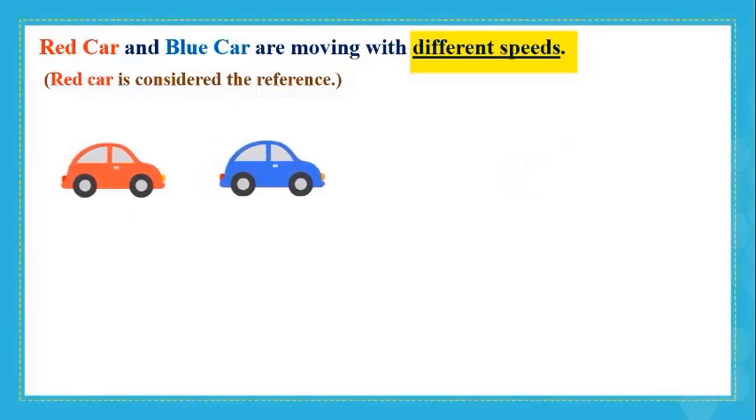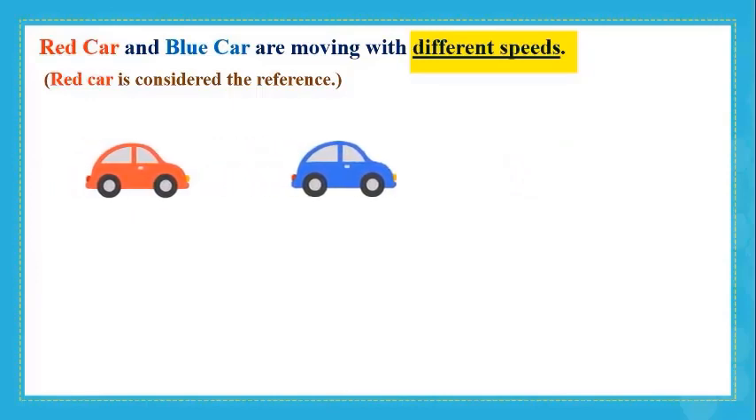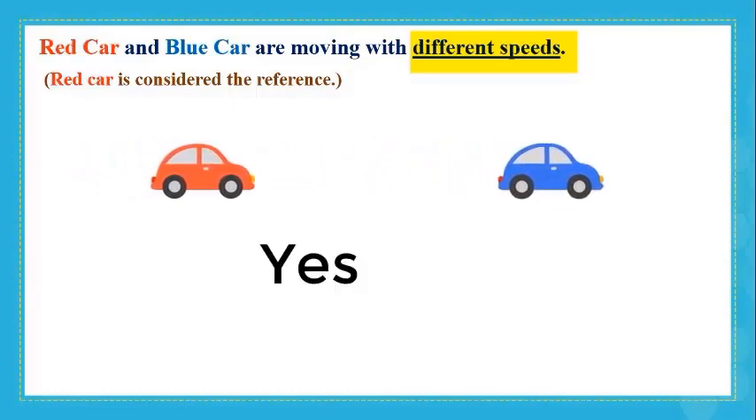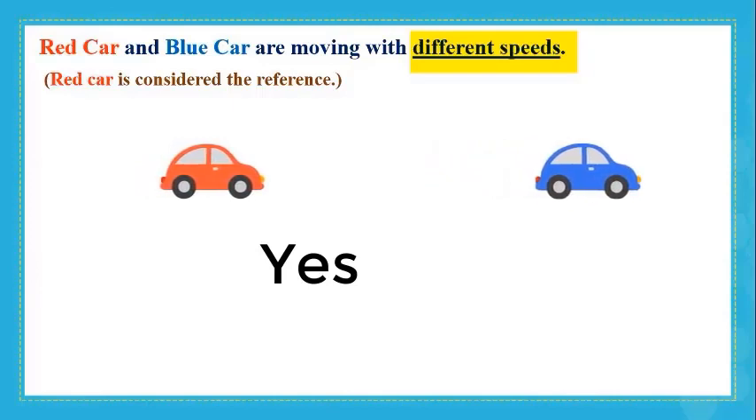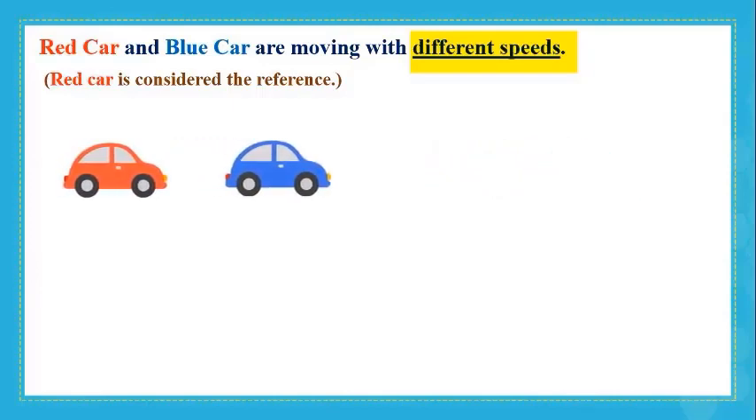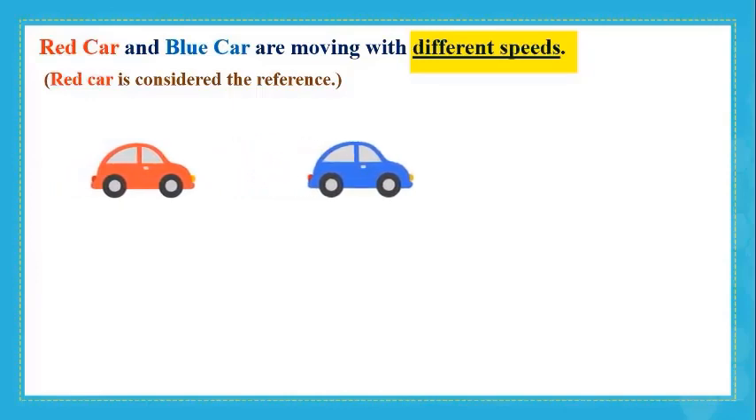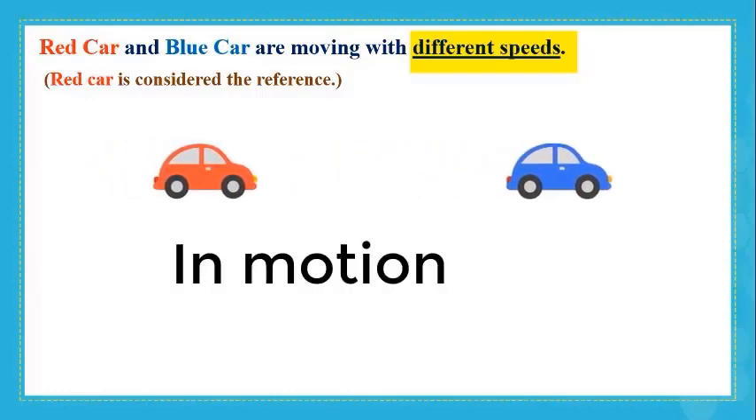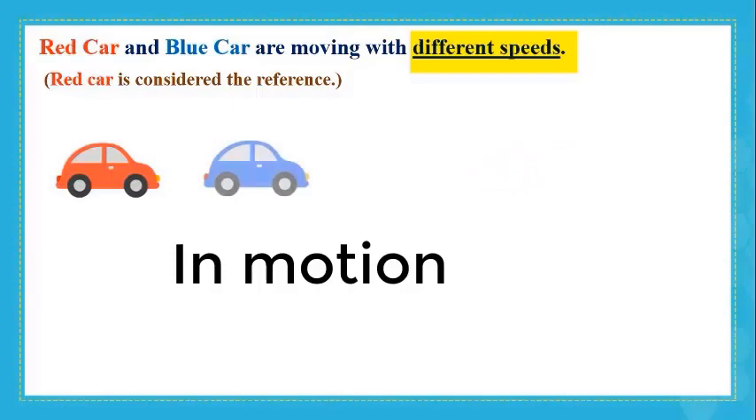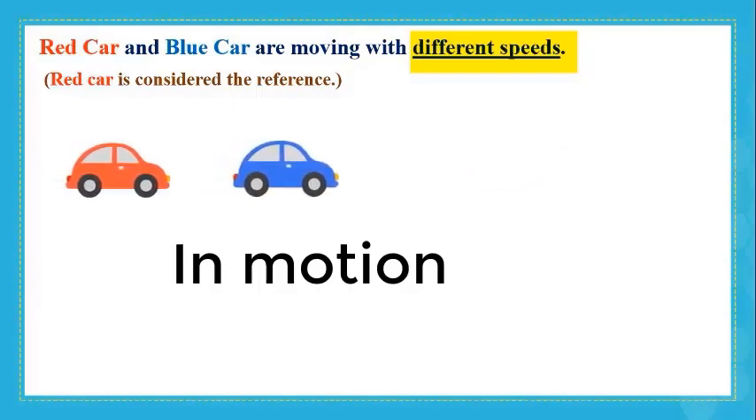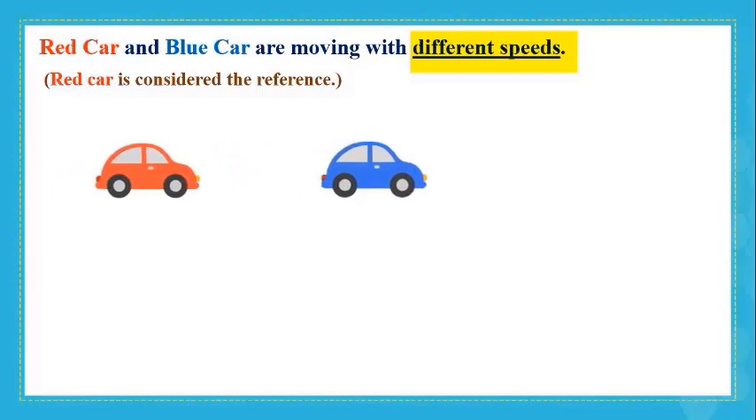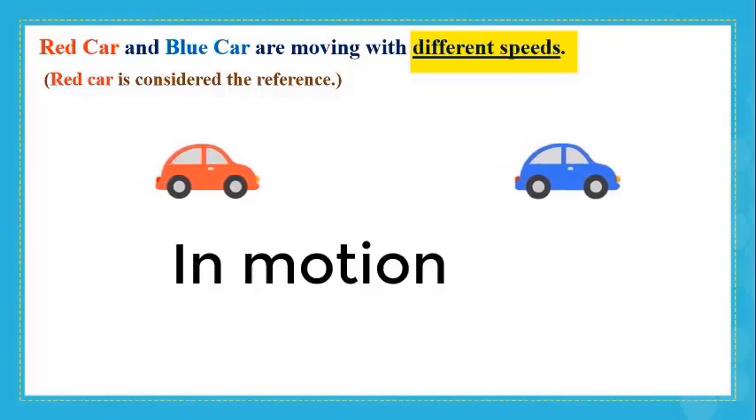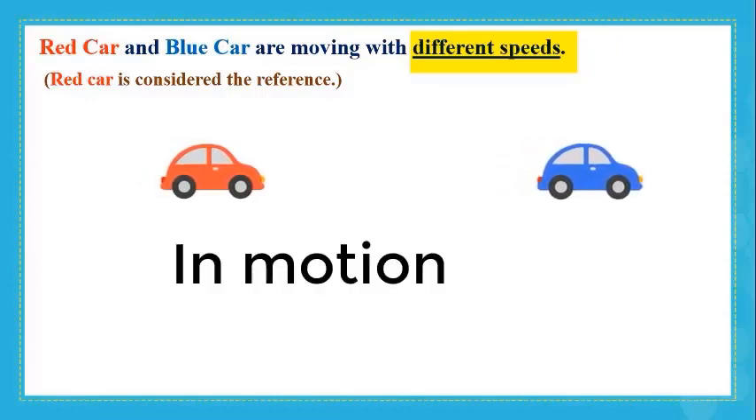Is the position of the blue car changing relative to the red car? Yes, it's changing as it's getting away from the red car. Is the blue car at rest or in motion relative to the red car? In motion, since the distance and the position of the blue car are changing relative to the red car. So, two objects moving with different speeds are in motion relative to each other.